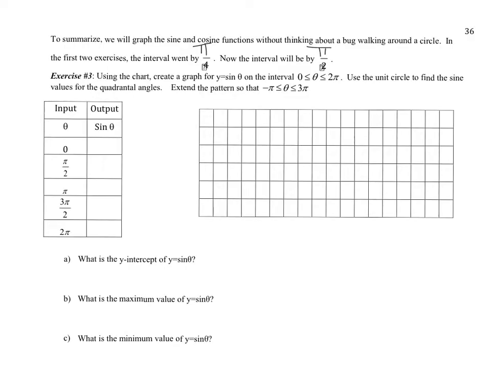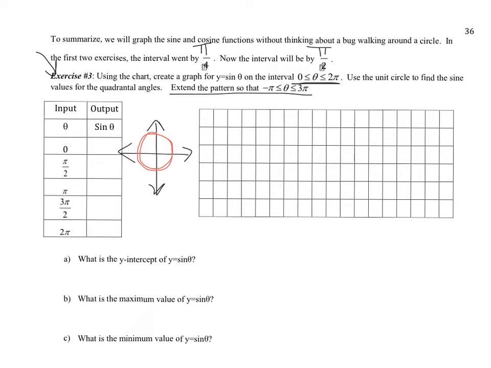So we're going to start right here on exercise 3. It says, using the chart, create a graph for y equals sine theta on the interval from 0 to 2 pi. Use the unit circle to find the sine values for these quadrantal angles. We'll worry about this extension part in a second. So right here, I'm going to draw the unit circle, and I'm going to label the points that correspond to these angles.